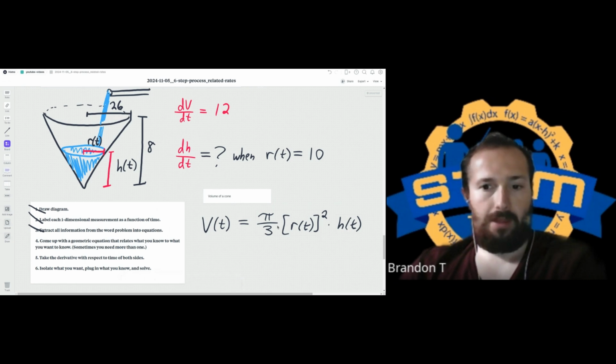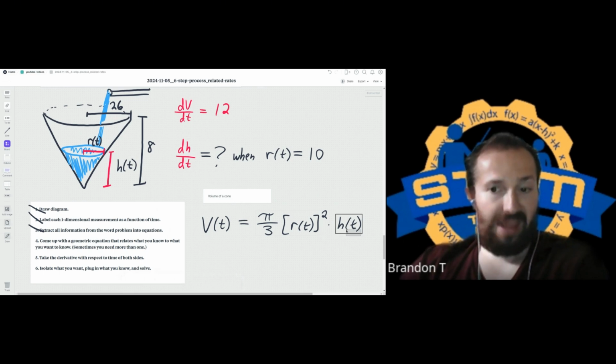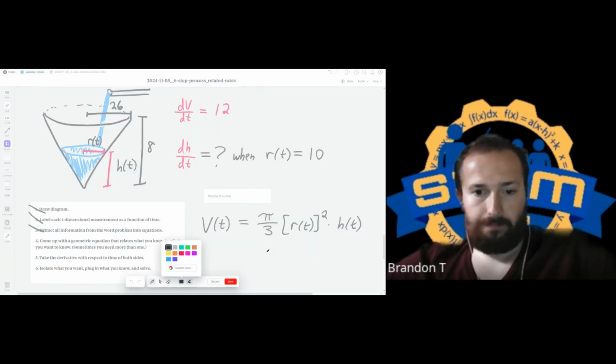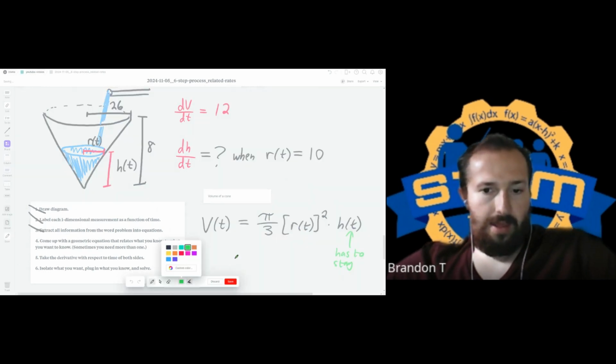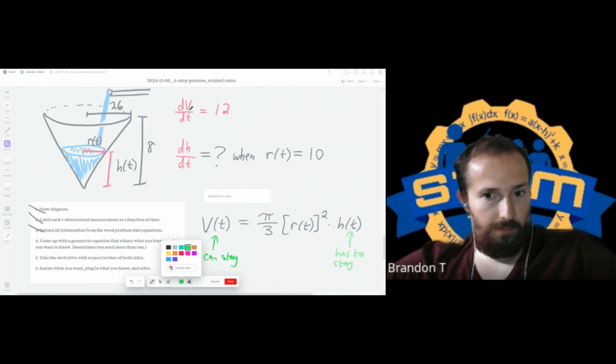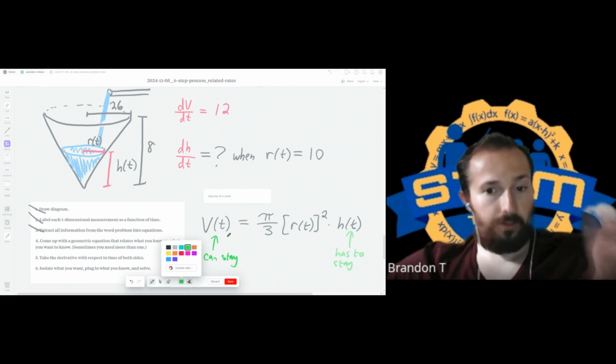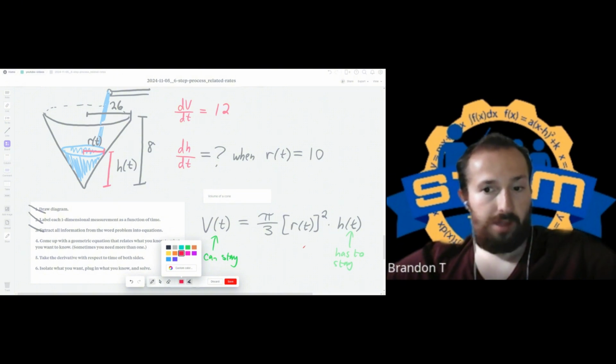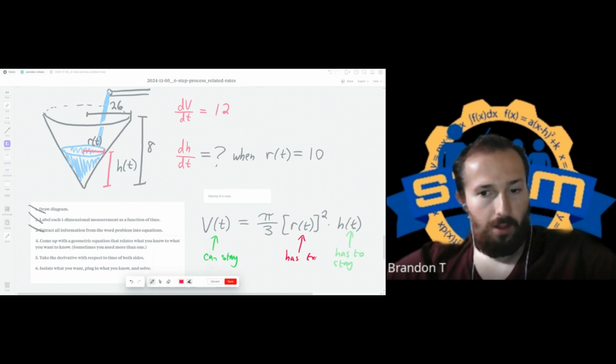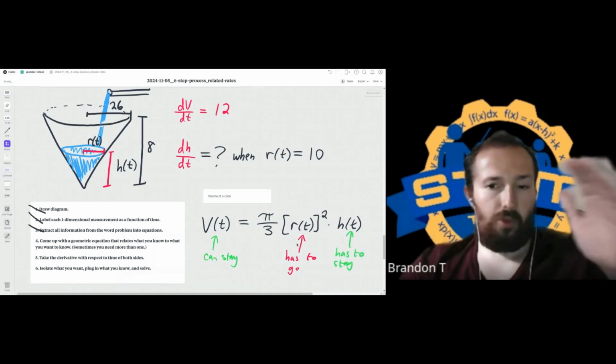That has to happen. So that means h of t right now has to stay in our equation. So h of t has to stay. Now, if this has to stay, that means the other equation. This can stay, by the way, because we already know dv dt. As long as we know what the variable is going to be when we take the derivative, that can stay. Which by process of elimination means that r of t has to go. We need to substitute things in so that we can get rid of that.